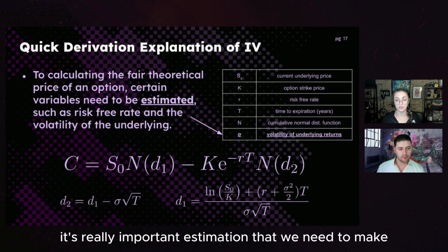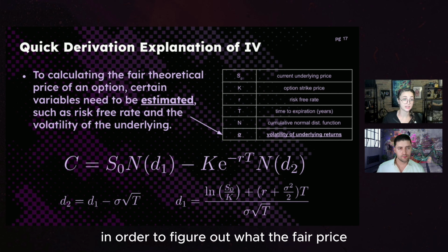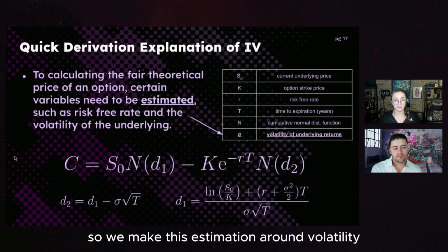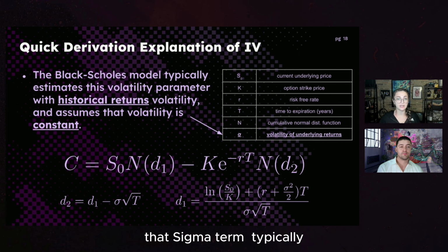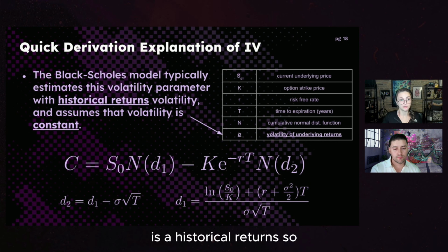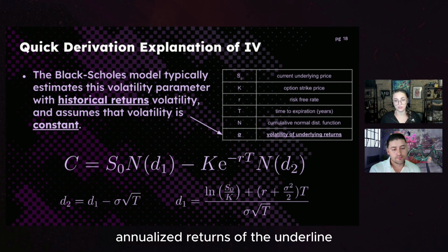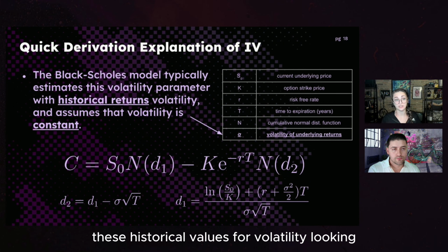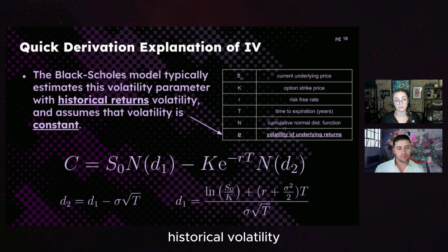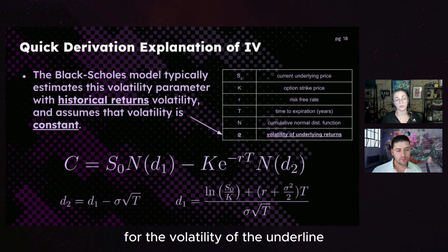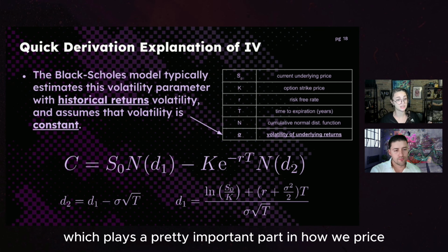It's a really important estimation that we need to make in order to figure out what the fair price, mathematically speaking, for an option should be. So we make this estimation around volatility, that sigma term. Typically, what we would use to estimate that volatility is historical returns. So we would look at the historical annualized returns of the underlying. And another aspect of this model is that we assume that volatility is constant. So we are looking at these historical values for volatility, which we talked about last time, actually, historical volatility. We use that as an estimate in this model for the volatility of the underlying, which plays a pretty important part in how we price the actual option.